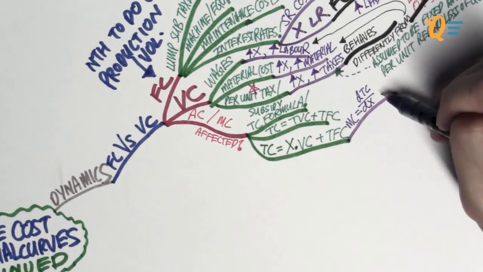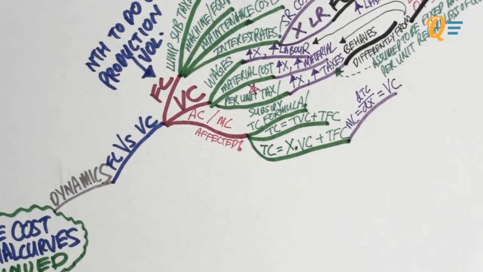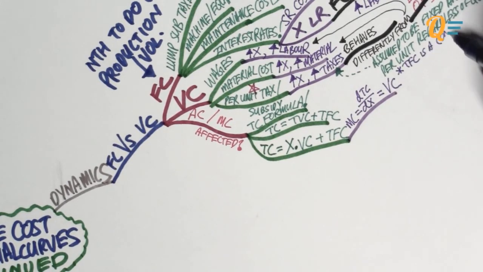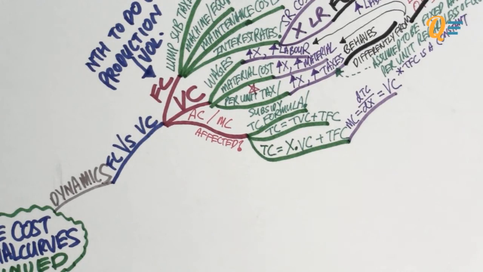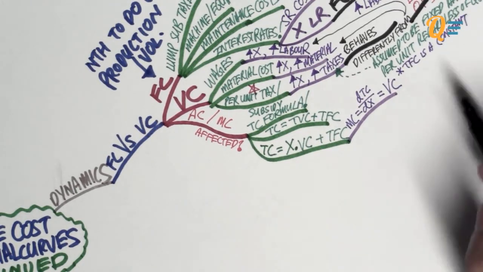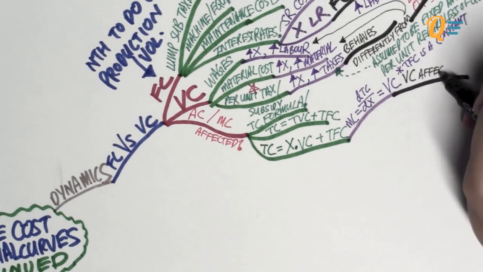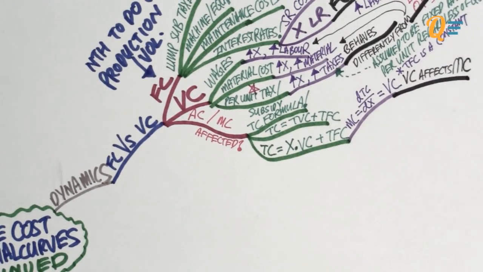So to find the marginal cost, I have to differentiate the total cost with respect to x, and I will get VC, variable cost. You're left with only VC because X has a power of 1 and the total fixed cost is actually a constant figure. So if you differentiate that, you're going to get 0. Therefore, your variable cost affects your marginal cost, as you can see from this result over here.